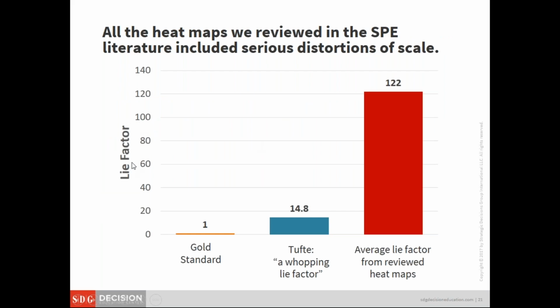Tufte introduced this lie factor. He studied many graphics, not heat maps, but other types of graphics. He defined the gold standard as being 1-to-1, that we haven't distorted the information we're presenting to decision makers in any way. In what he studied, he found a lie factor of about 15 in the domain that he was studying, which he called a whopping lie factor. We looked at the SPE literature, and on average, we found a lie factor of 122 in heat maps. So it's just a gross distortion of the information that's being presented. They're supposed to improve communication, but it's highly distorted in terms of what you're showing people.